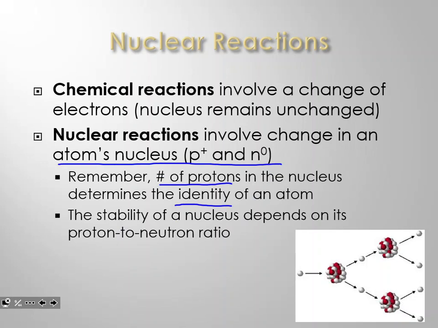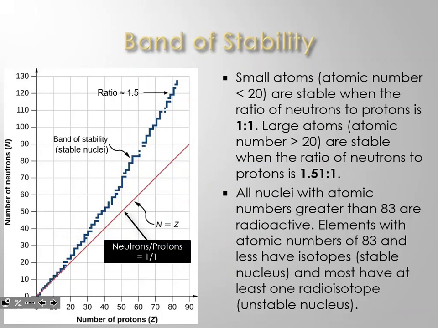Stability of the nucleus depends on its proton to neutron ratio. So we'll be comparing the proton numbers with the neutron numbers to determine how stable the nucleus is going to be. And you'll notice here on your graph, which we're going to see on the next slide, that there are certain ratios that are more stable than others.